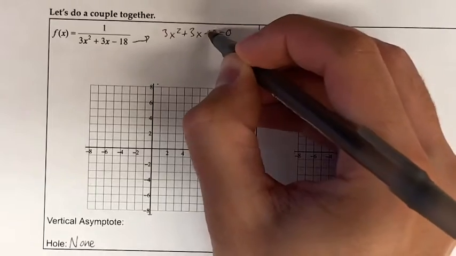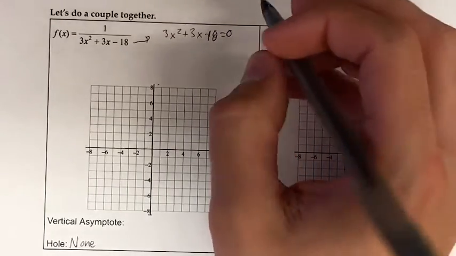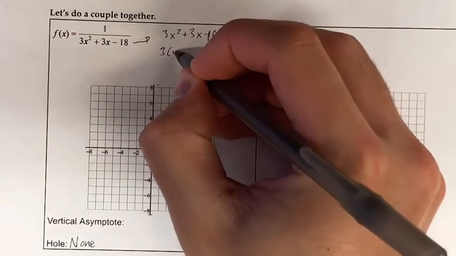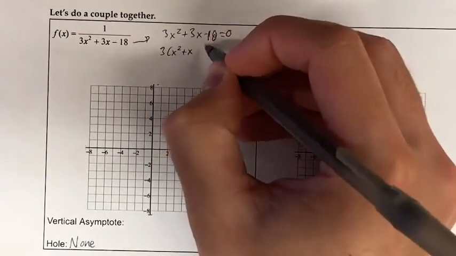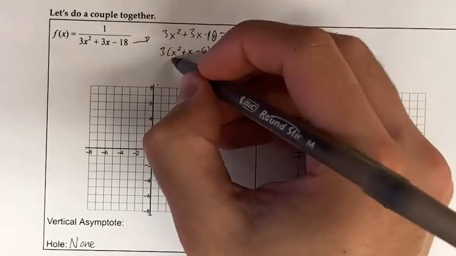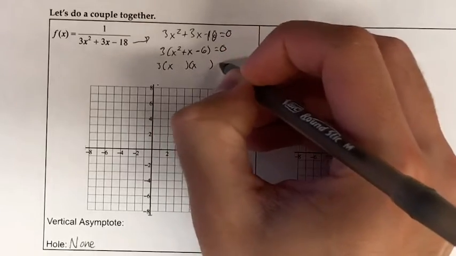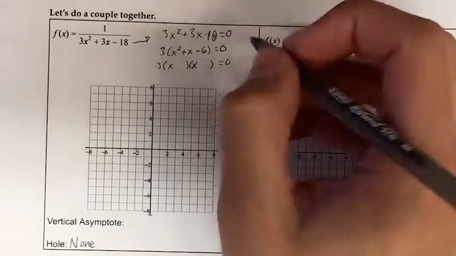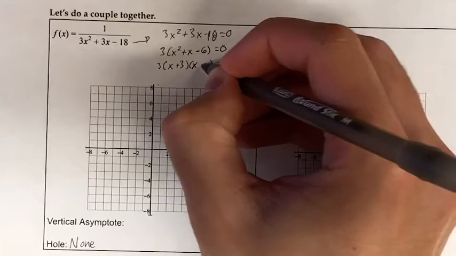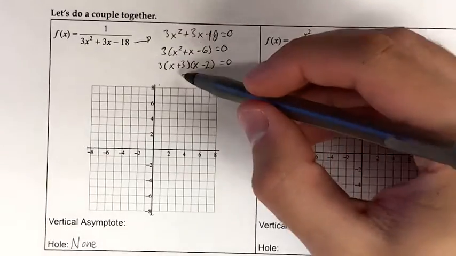equal to 0. So first thing I can see here is we can factor 3 out. So we get 3 times x squared plus x minus 6 equals 0. Now let's look to see if we can factor this into things that multiply to c and add to b. Multiply to -6 and add to 1. That would be positive 3 and -2. So now we have our factors, x plus 3 and x minus 2.